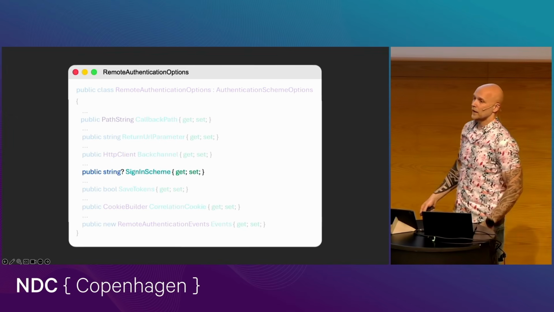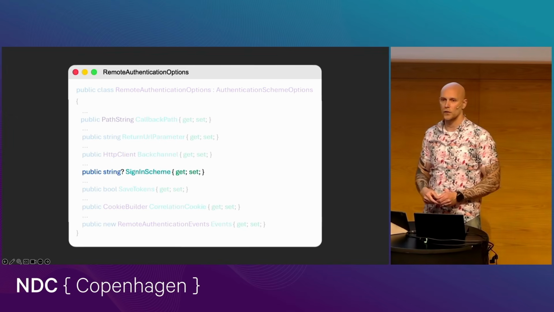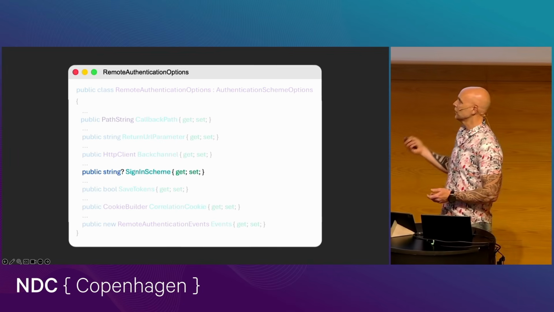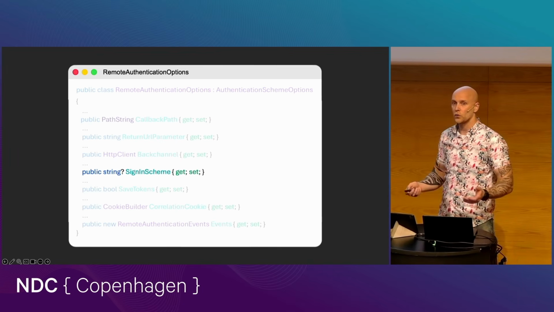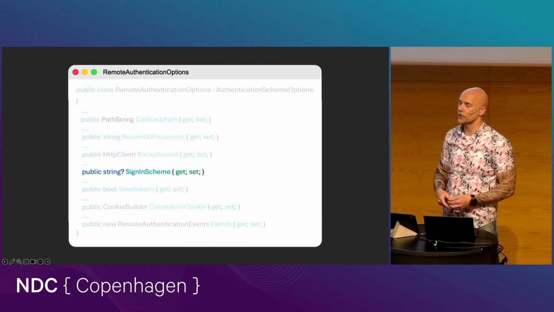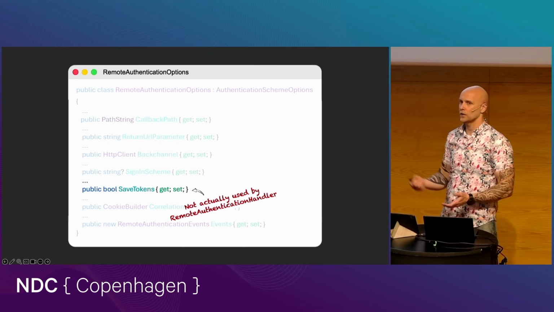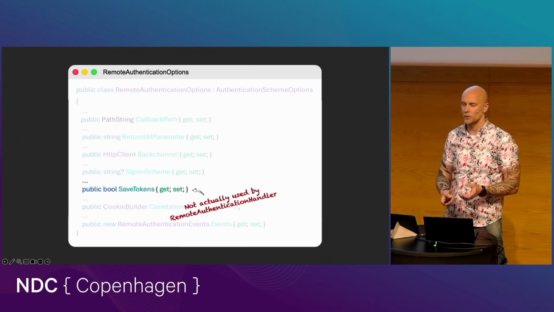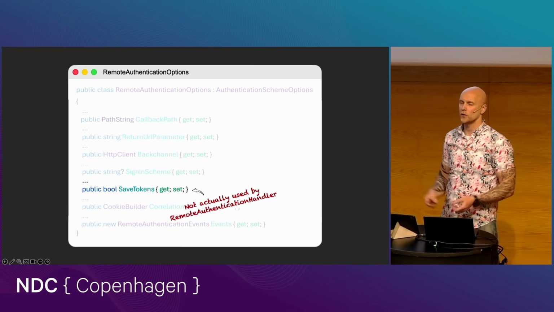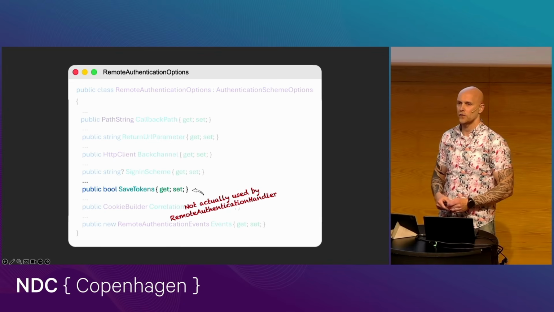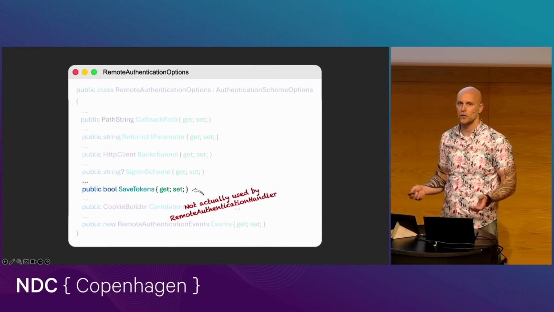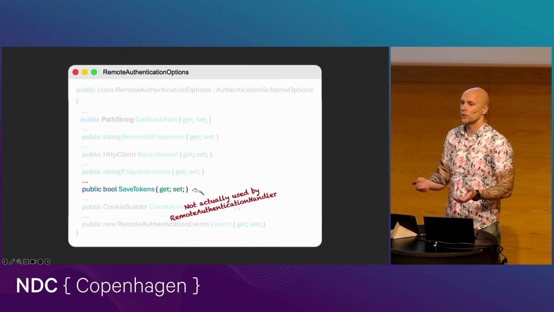Sign-in scheme, like I said, remote authentication handlers almost always forward the sign-in part to someone else. So that's in there as well. Save tokens allows you to define whether or not the tokens you get back should be saved inside of your cookie. It has no function whatsoever; the base class doesn't care about it. It's just there because it's very likely to be used, and it is used in a lot of places.